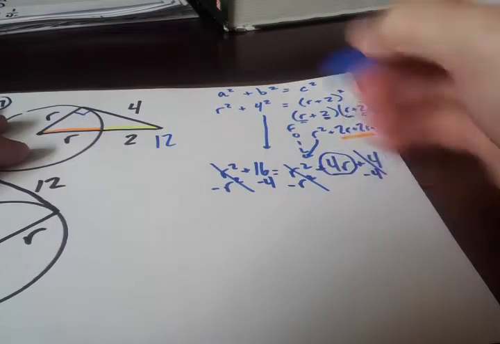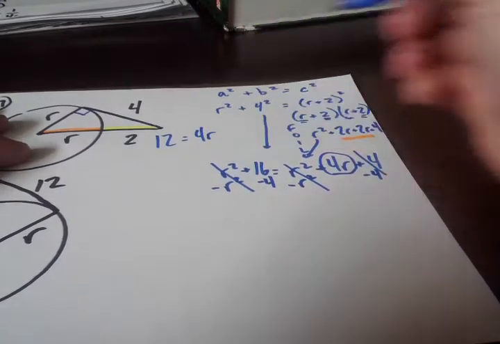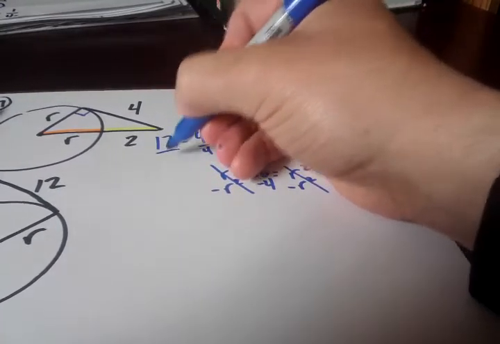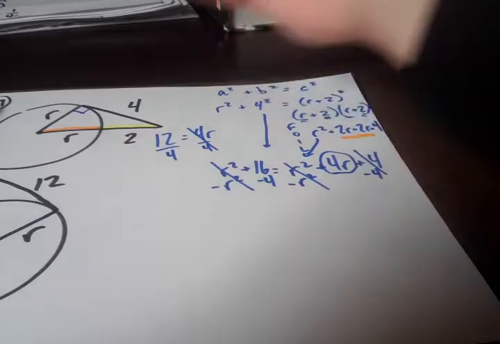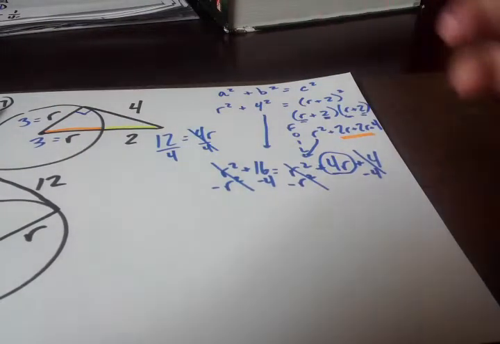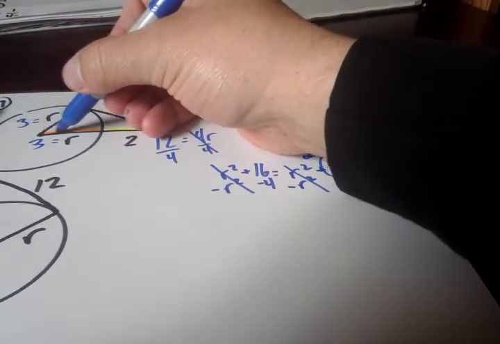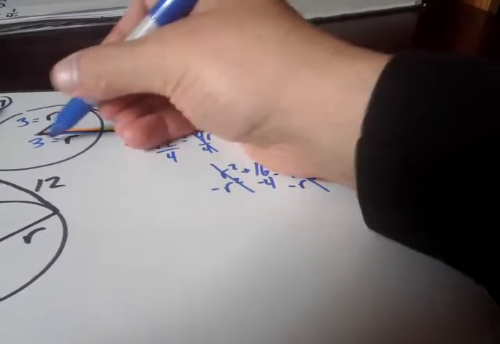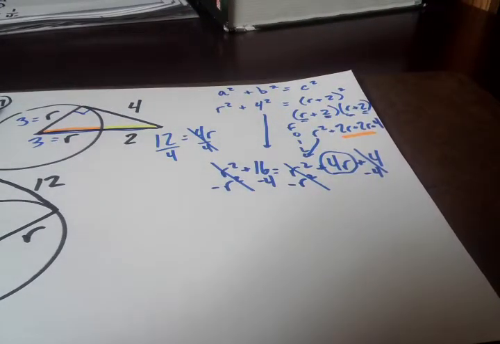And it equals 4R. Okay, I'm just moving my work up here. We divide by 4, and 12 divided by 4 is 3. Our radius is 3. Okay, which means the whole hypotenuse is 3 plus 2 is 5. Okay? A lot of work there.